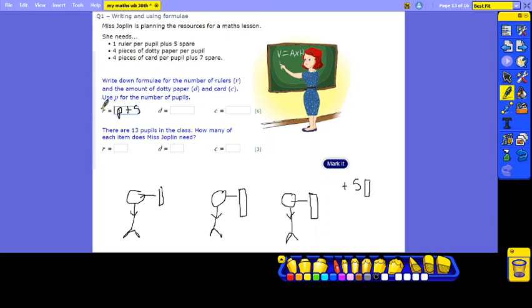So to know how many rulers I need for 3 pupils, I would do 3 lots of 1, so P meaning 3, plus 5, 8. And you can see here I've got 1, 2, 3, and the 5 spare, 8. I've got 8 rulers in total.